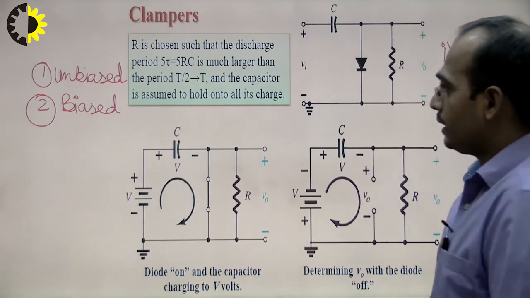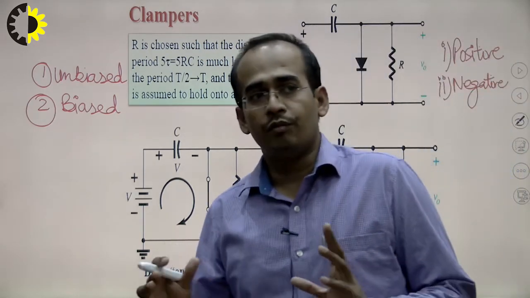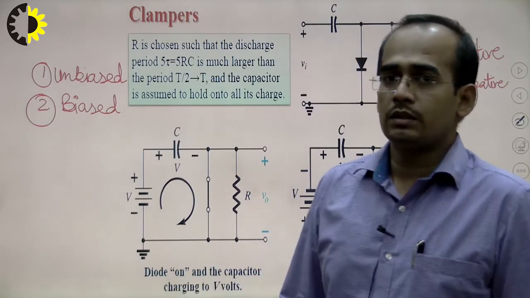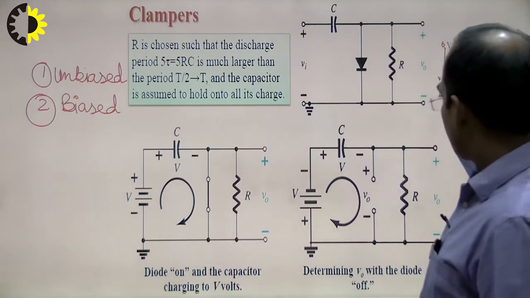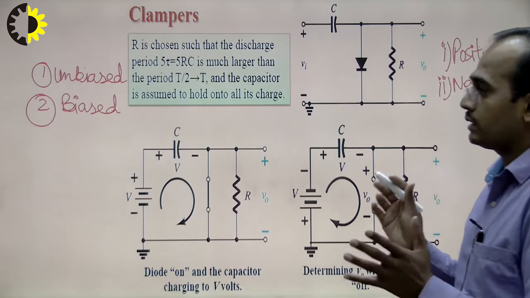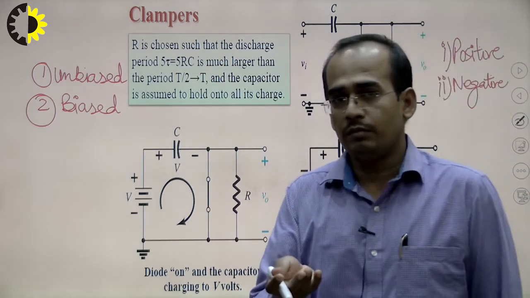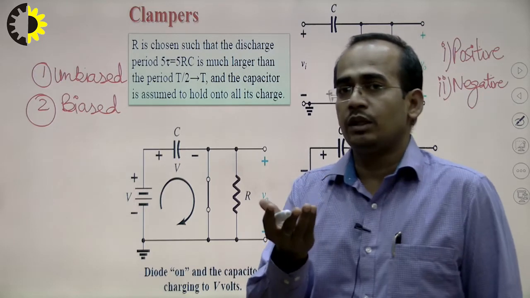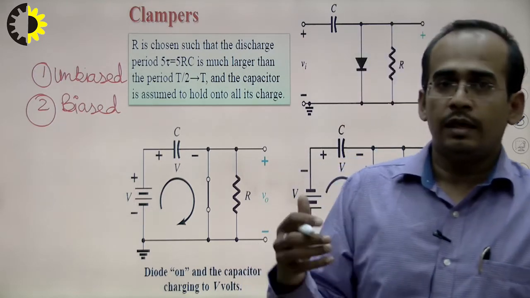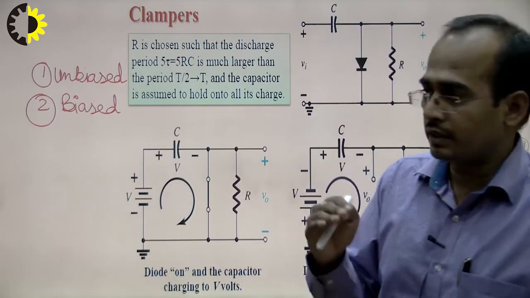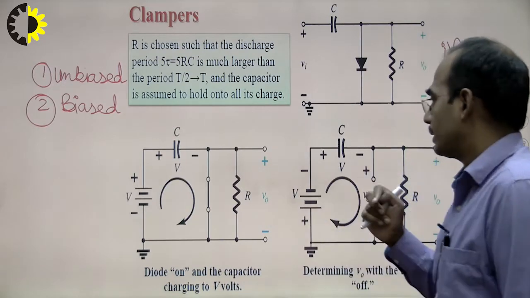So biased and unbiased I have already discussed. How will you define biased and unbiased circuits? What is a positive clamper and what is a negative clamper? When the clamper circuit is shifting the input waveform in the positive direction, it is a positive clamper. When it is shifting towards the negative direction, it is a negative clamper.